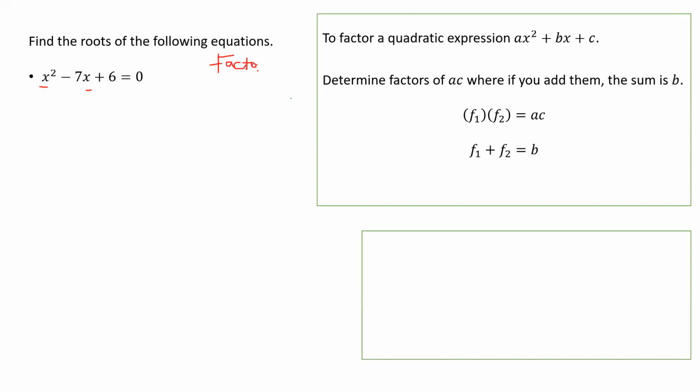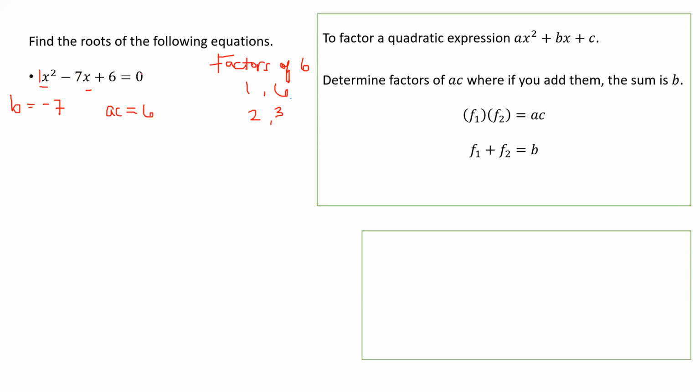Factors of 6. We already talked about this earlier. We can have 1 and 6, 2 and 3. But when you add these pairs together, we won't get -7. So we can write here, B is equal to -7. And here, AC is equal to 6, right? A is just 1 here.